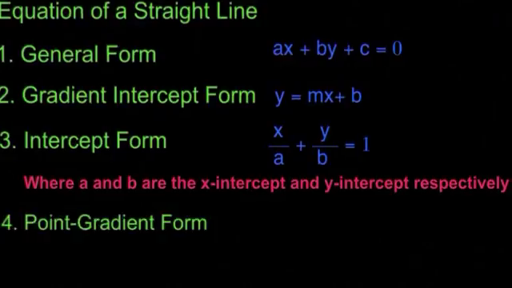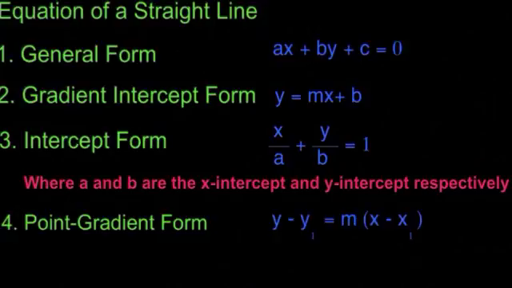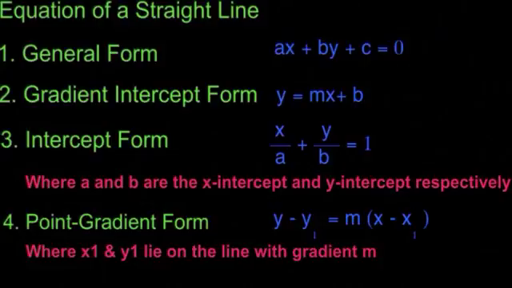The fourth version is the point-gradient form. And in the point-gradient form, what we need is a point on the line and also the gradient for that particular line. And it looks like y - y1 = m(x - x1), where m is the gradient. And you'll see that x1 and y1 are points that lie on the line. So x1 and y1 lie on the line with the gradient m.